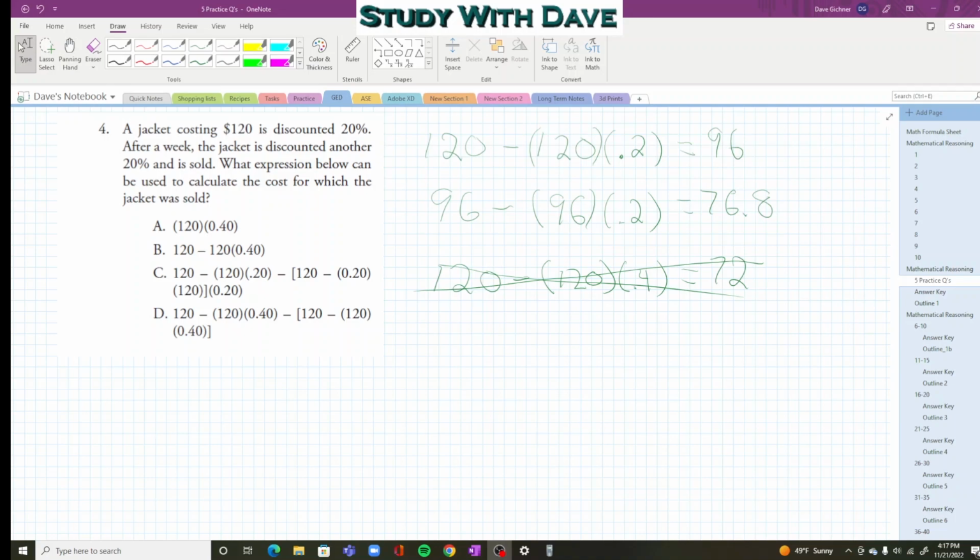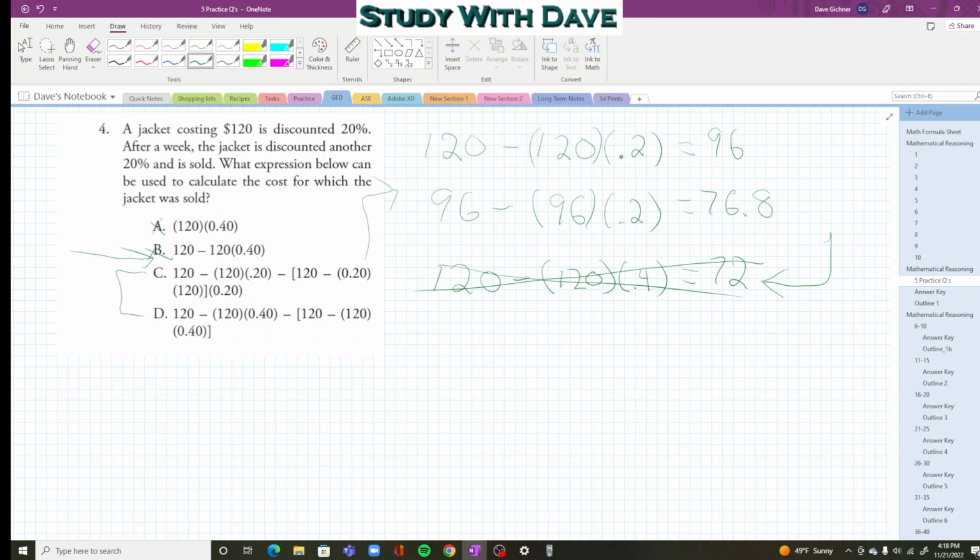B is what we did right here, and we know that we're taking 20% off 120 and then 20% off of 96, so that's different from taking 40% off of 120. So we know that B is also not right. So now we know it's either between C or D. If you look closely, you'll see that answer C is actually what I have right here, except it's in slightly more simplified format.